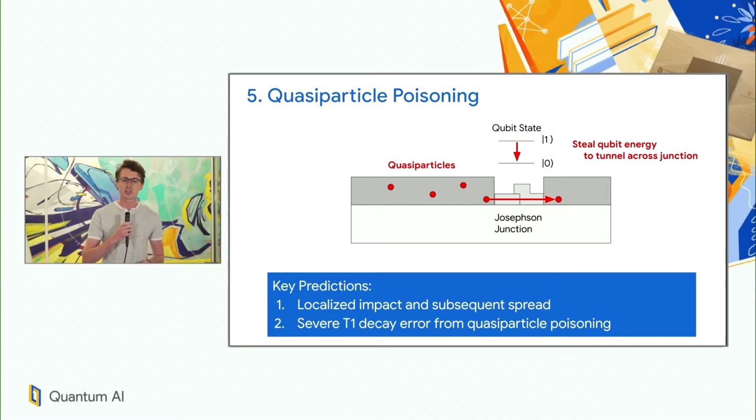So two key predictions from this physics story, from the theoretical modeling we've done, is that we should be able to find a localized impact event that subsequently spreads out quite quickly over the device. And second is that the error mechanism itself should be a severe T1 decay error due to the quasiparticle poisoning, meaning there should be an exponential sensitivity to the sampling time of our error source.